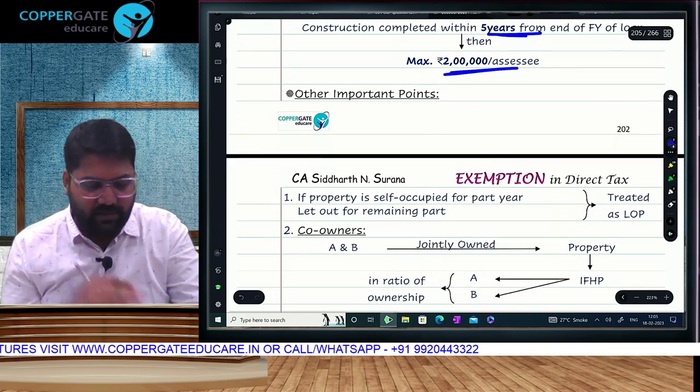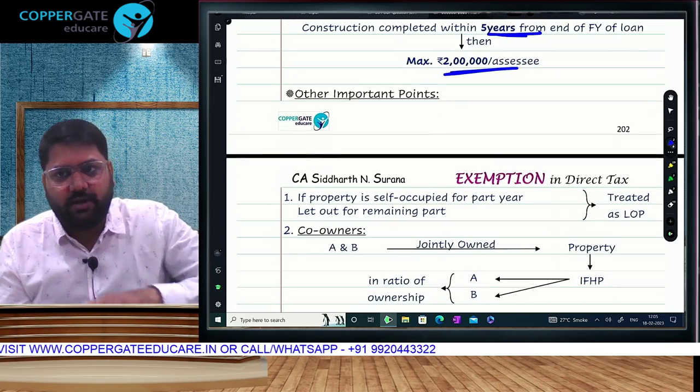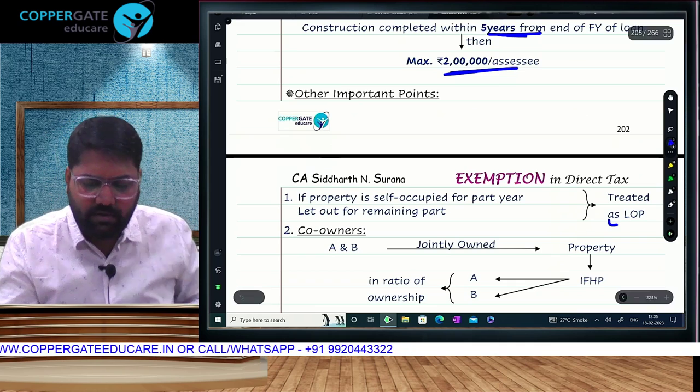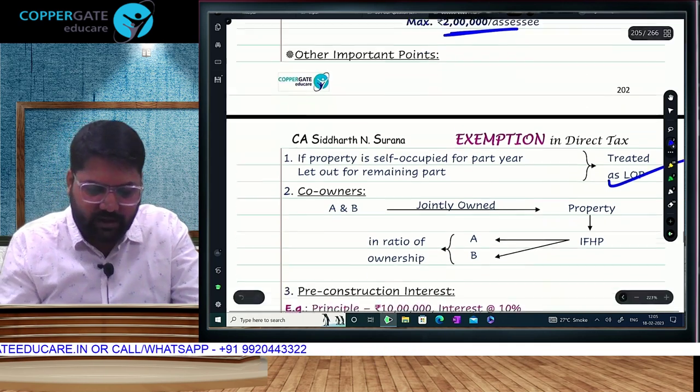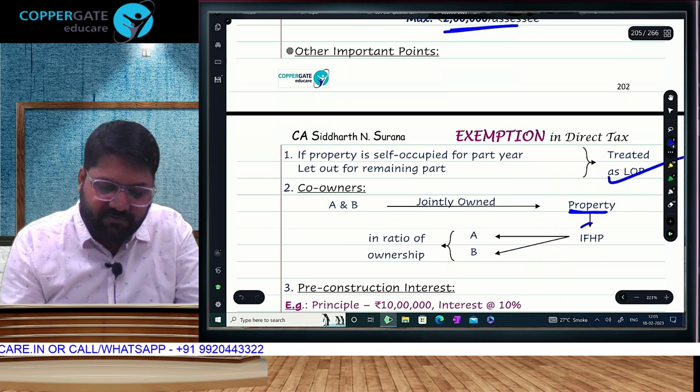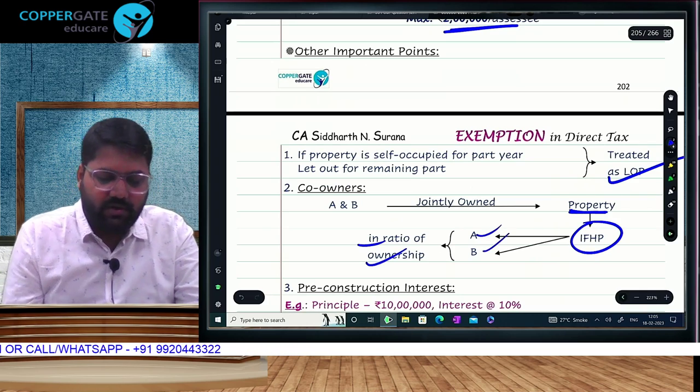Other points: if the property is self-occupied for part of a year and let out for the remaining part, even one day also let out, it is LOP. When there are multiple owners of a property, co-owners of a property, what we will do is compute the income of the property and divide the income in the ratio of ownership.